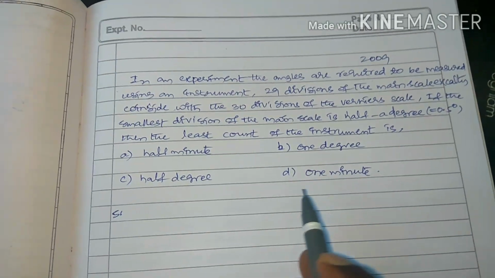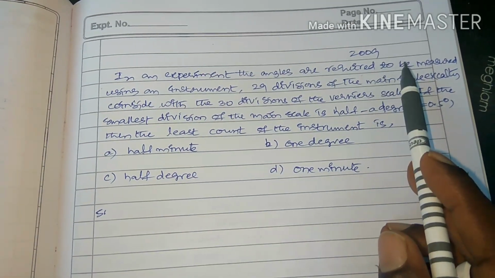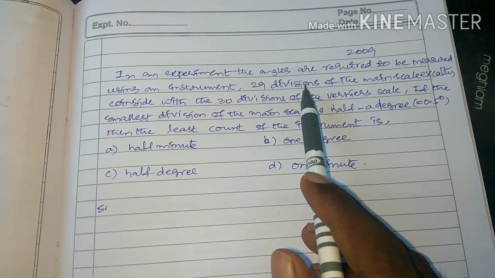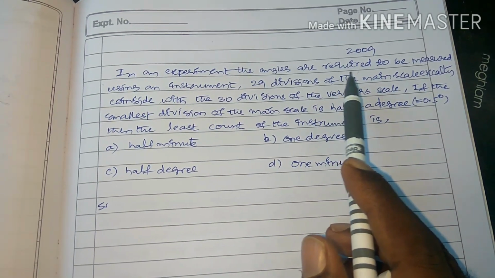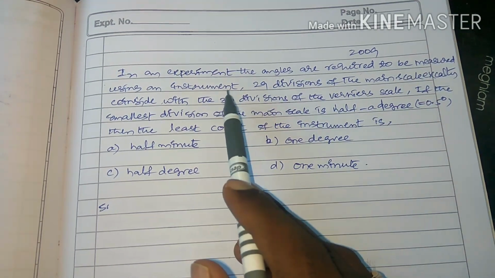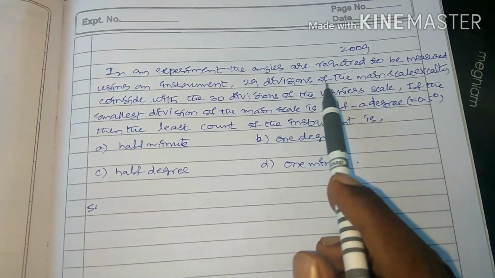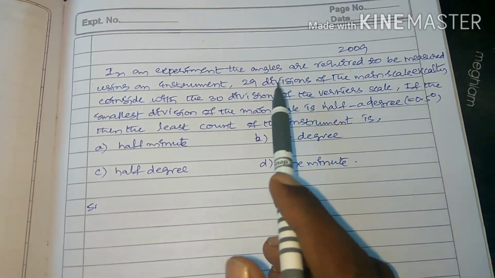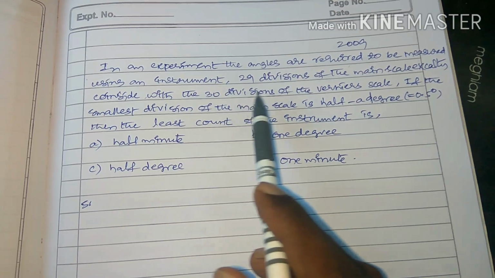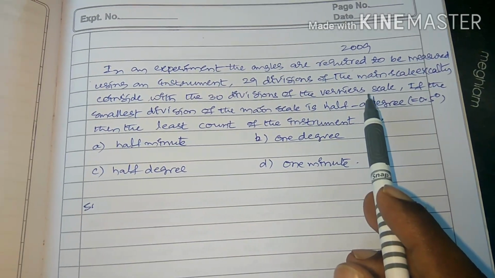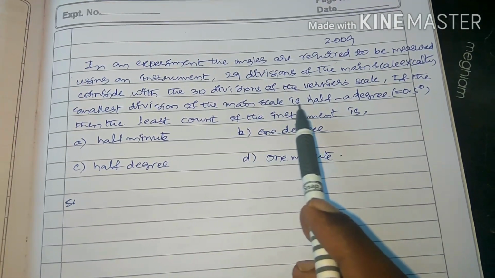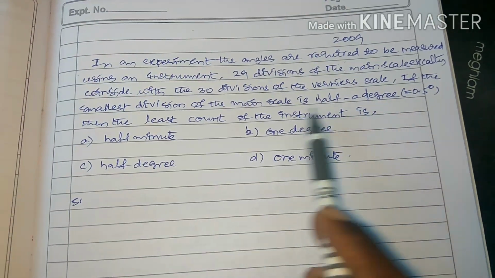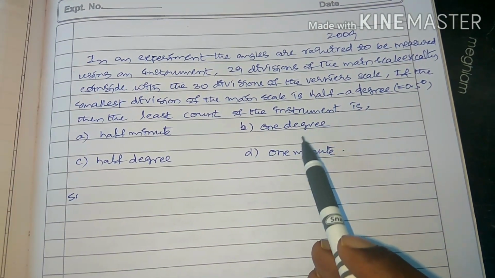Thank you. The other question was asked in 2009. In an experiment the angles are required to be measured using an instrument. 29 divisions of the main scale exactly coincide with the 30 divisions of the vernier scale. If the smallest division of the main scale is half a degree, then the least count of the instrument is?